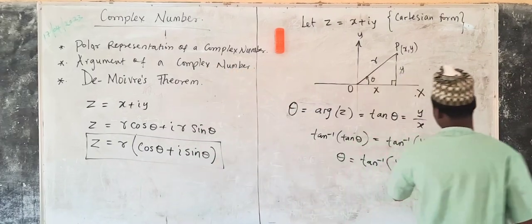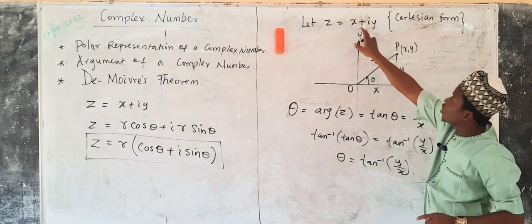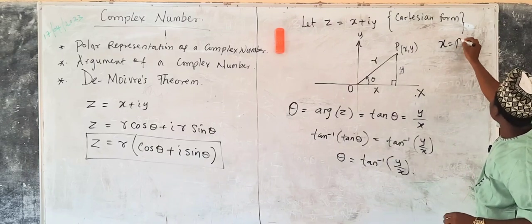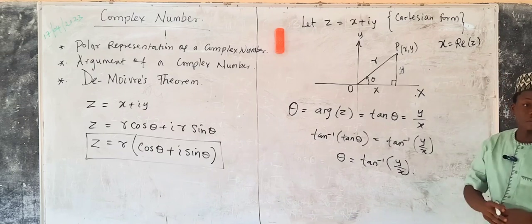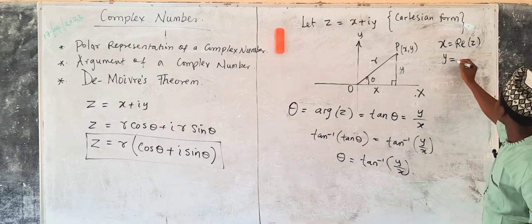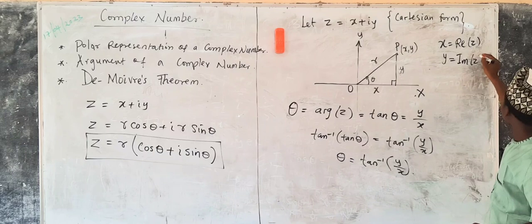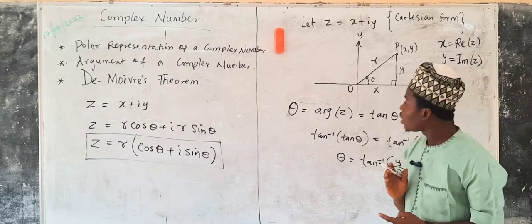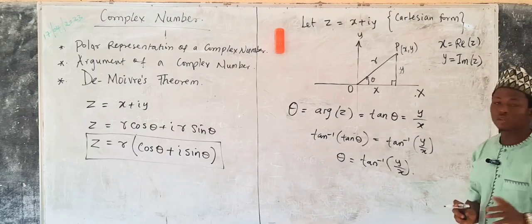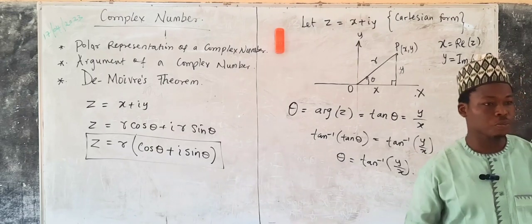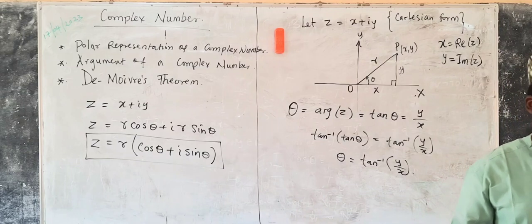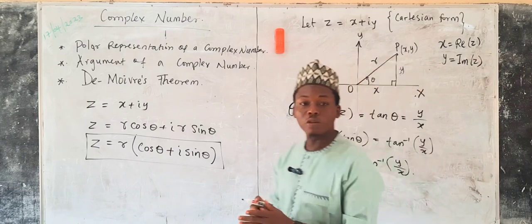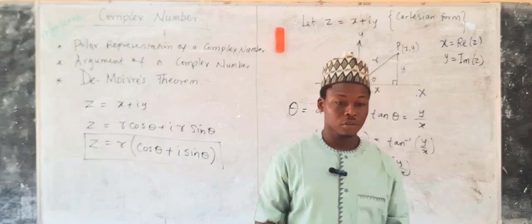And if you check, considering c equals x plus iy, we have that x is the real part of the complex number c, and y is the imaginary part of the complex number c. Once you know the argument of the complex number, you are able to represent the complex number in polar form. So we will have 2-3 examples that will show us how to represent the complex number in polar form.